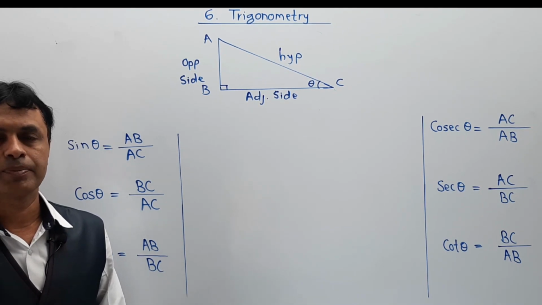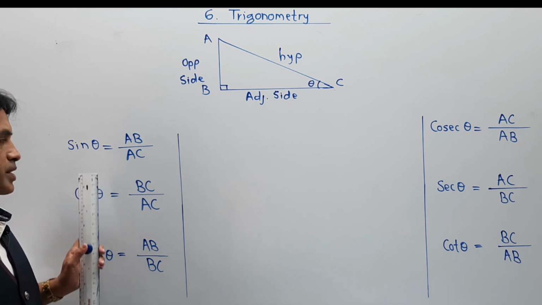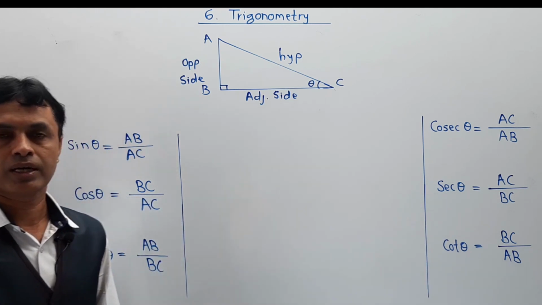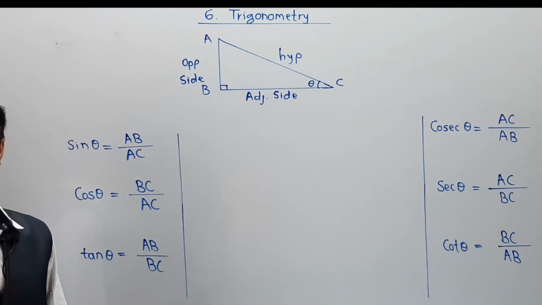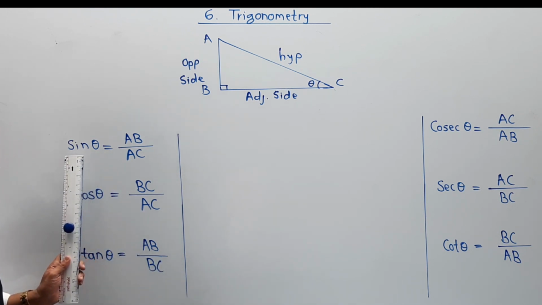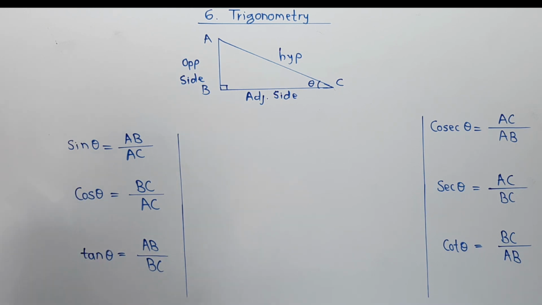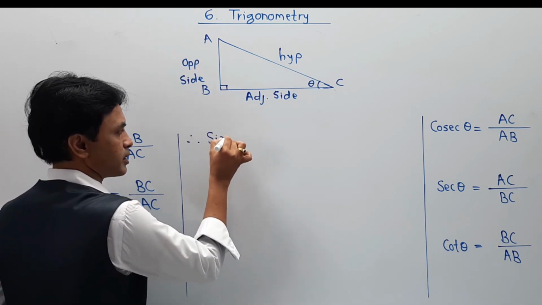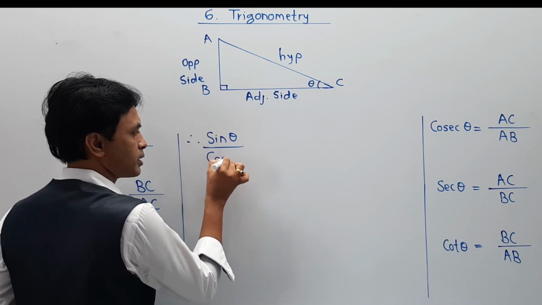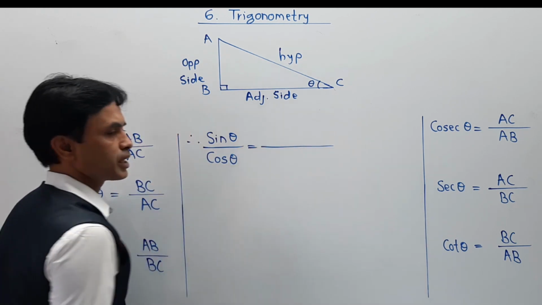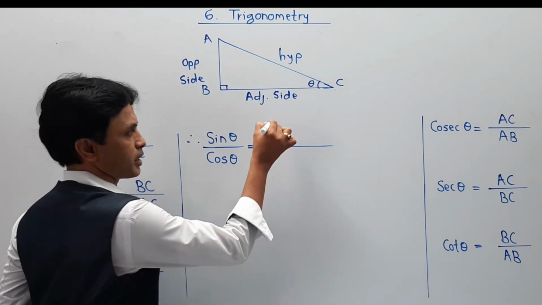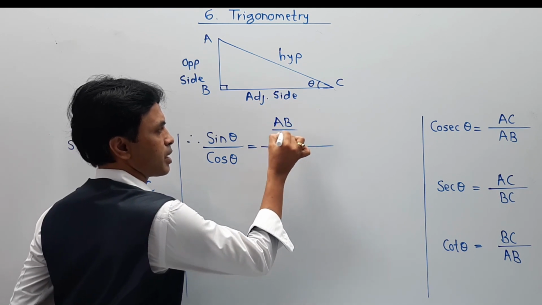Now in the first lecture, we have completed the fundamental part of definitions in terms of sin theta, cos theta, tan theta, as well as cosec theta, sec theta and cot theta. Now moving to the next part, there is some additional material that we have to learn. Here they have given the values of sin theta and cos theta. I am going to write their ratio. As per this triangle, I am going to write sin theta divided by cos theta. So what are the values with me? Sin theta is nothing but AB upon AC. So I am writing at the numerator AB upon AC.